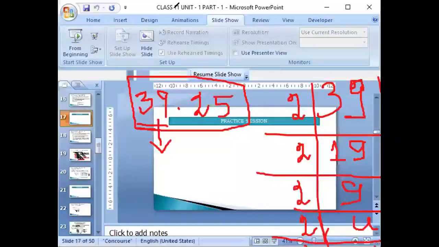Yeah, Ruska, your answer is correct one. Just wait. Due to network problem, I'm having low bandwidth. Just wait for 1 minute, beta.